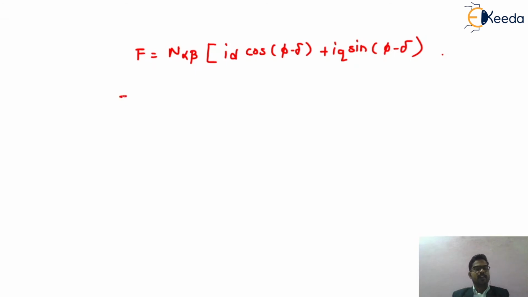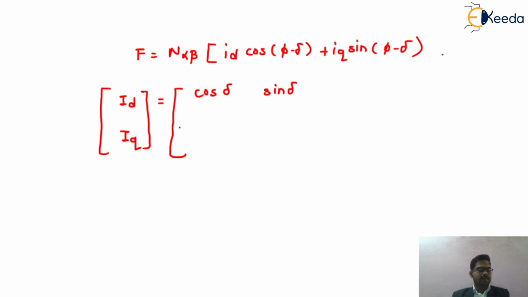If you want to get the value of Id and Iq, I can write the equation in terms of the matrix. Id and Iq is equal to the matrix cos delta, sine delta, and minus sine delta, cos delta, multiplied by your I alpha and I beta. So these are the terms.